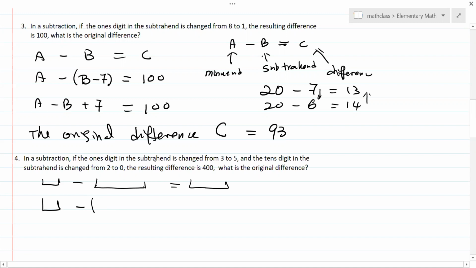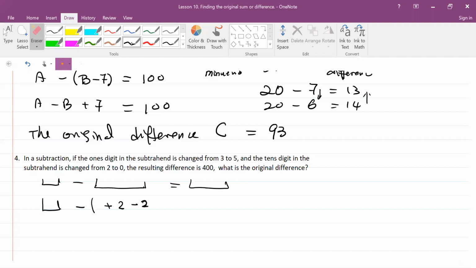The ones digit increased from 3 to 5, so you add 2, because it increased. But the tens digit is changed from 2 to 0, so decrease by 2, which means decrease by 20, because it's the tens digit. So this is the change you make to the subtrahend.